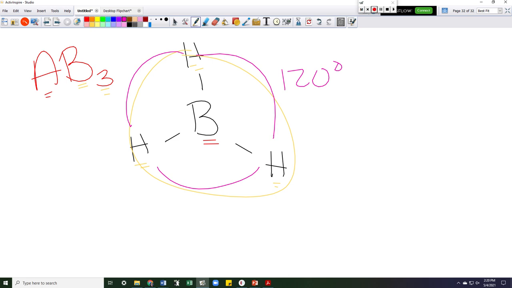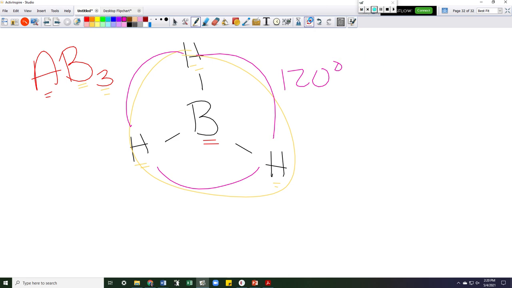So do you agree that A, the black one, is the center? That's A. Do you agree that there are 3 red things bonded to the center? So is that AB3? Okay. Again, what is the name of that shape? Trigonal planar. Plane means flat. Okay. What's the degree angle again? 120. Yes, ma'am. So if this triangle was planar, will it always be 120 degrees? If it's this shape, yes.